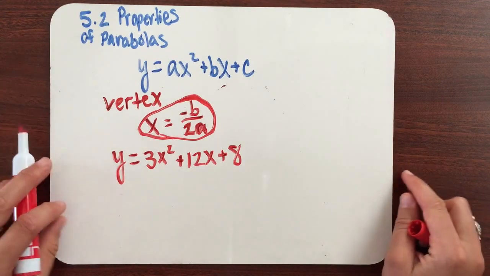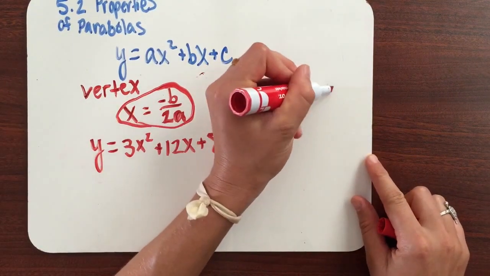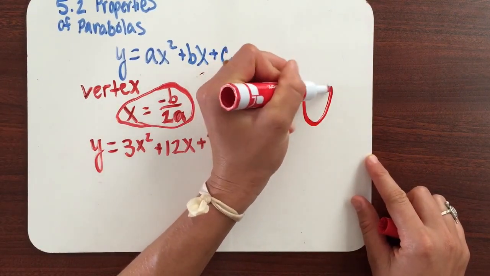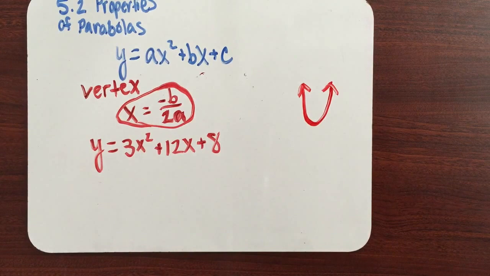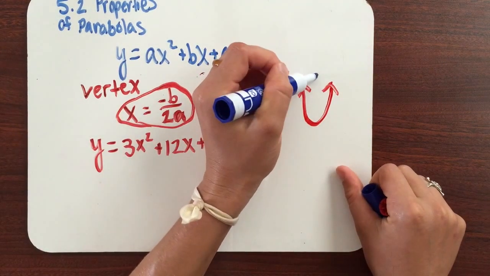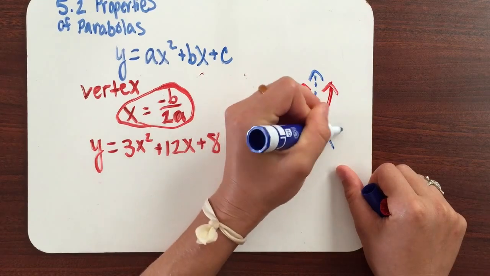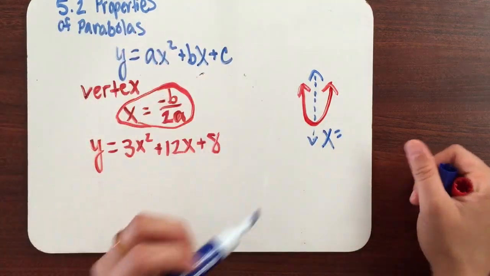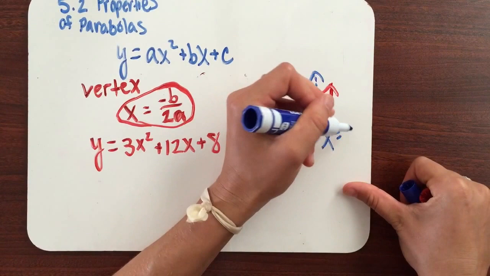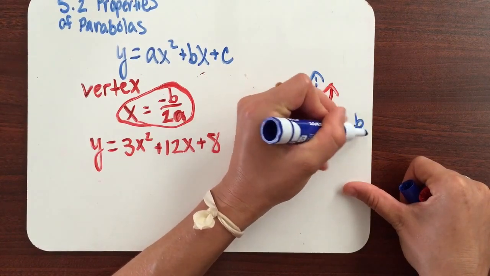And the axis of symmetry, what that does is, if we have a parabola facing up, it's going to take the parabola and cut it in half. And we know that any vertical line is x equals a number, and that's what we're finding right now. X equals negative b over 2a.